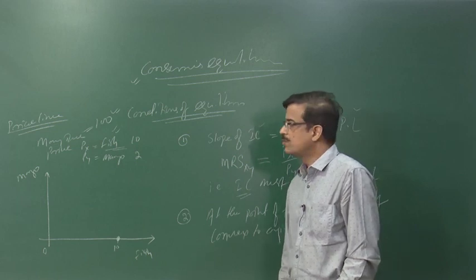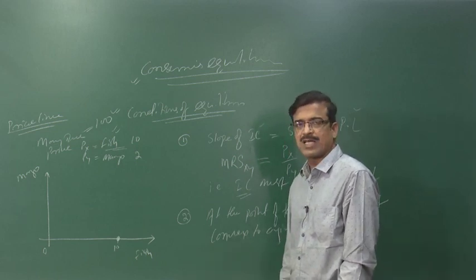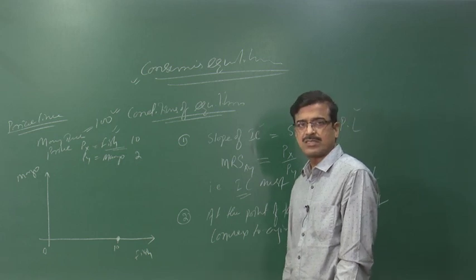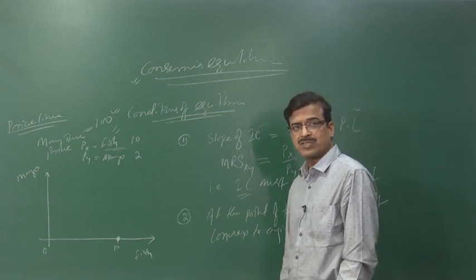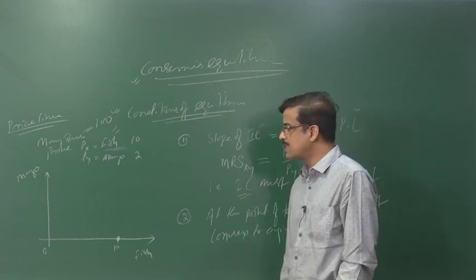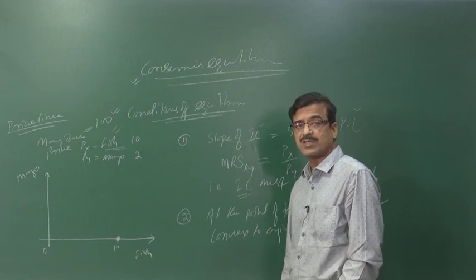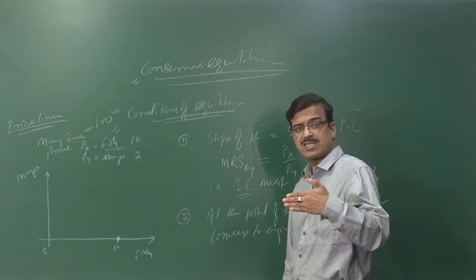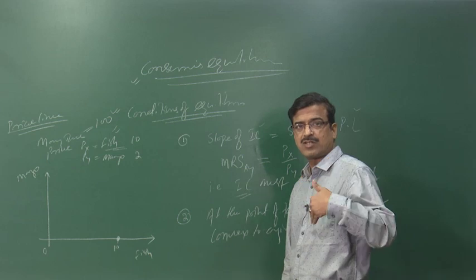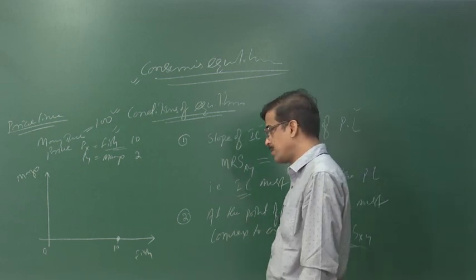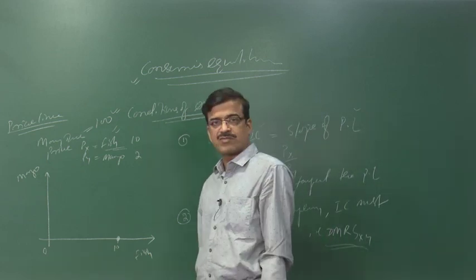That means price of X, that is the price of fish is 10 rupees. Now we are able to purchase 10 units of fish. How is it possible? Because we have 100 rupees, 100 rupees divided by 10 turns out to be 10. So at most we are able to consume 10 units of fish.